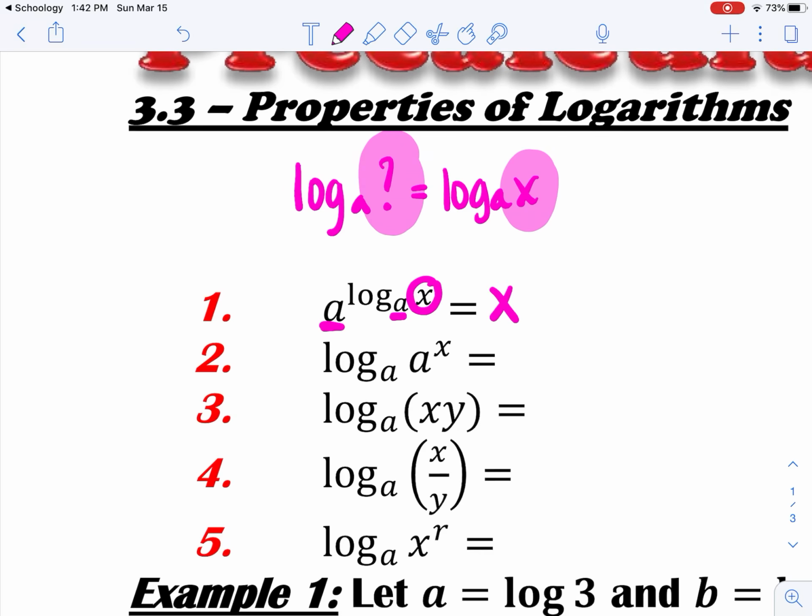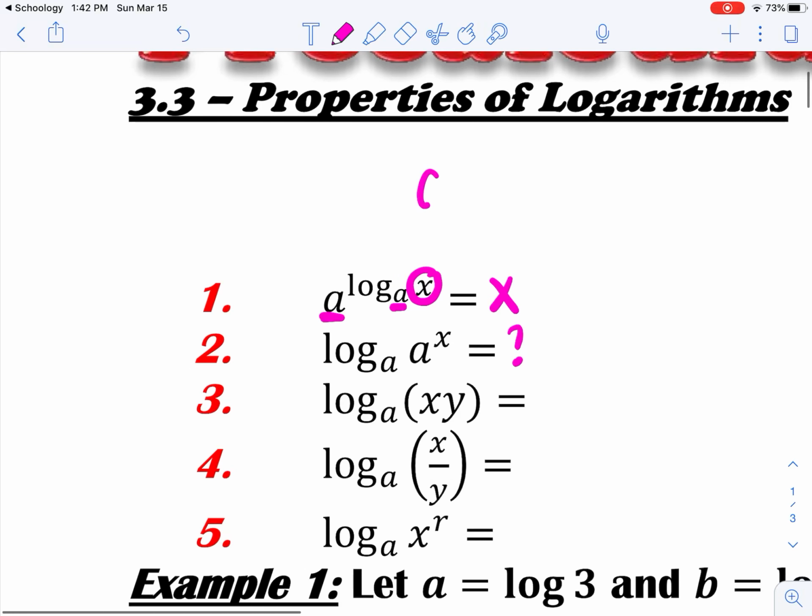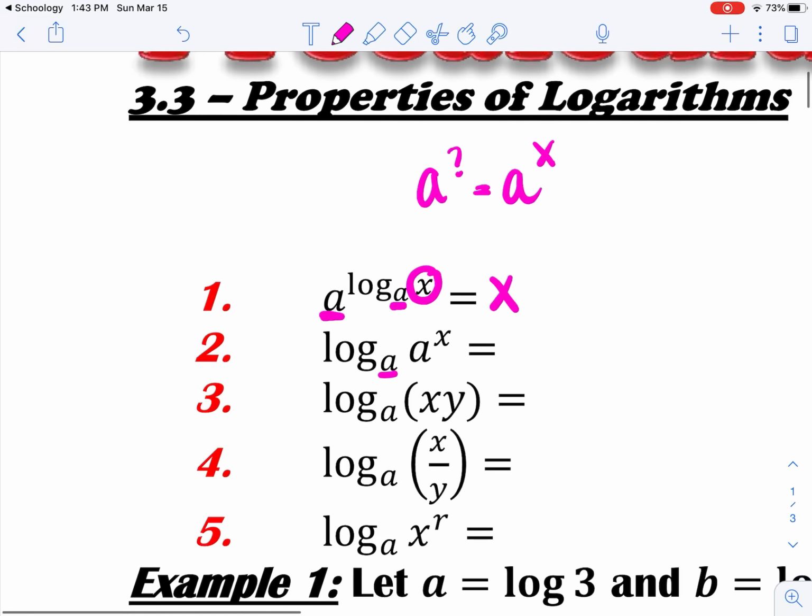All right, next one, same idea. I'm going to present it in a similar way as the last one. If I want to know what this is equal to, I can rewrite that log as an exponential function: a to the question mark equals a to the x. So then I fill in the blank here. It's equal to x. So if I have log base a, and my argument has a base of a raised to a power, it's equal to that power.